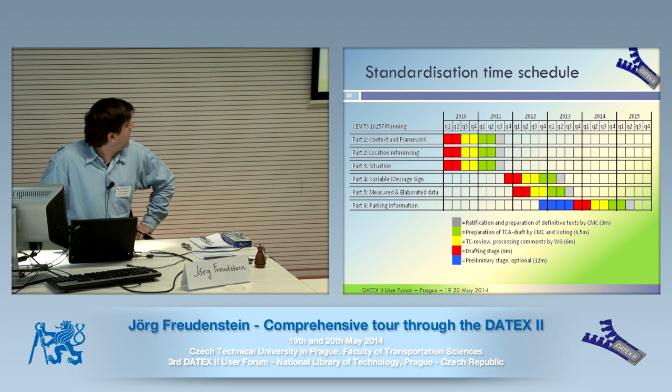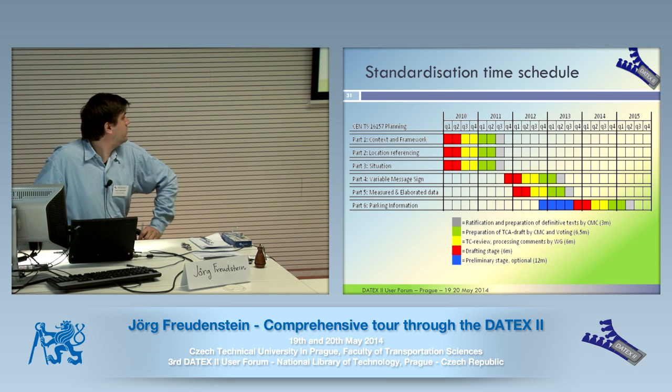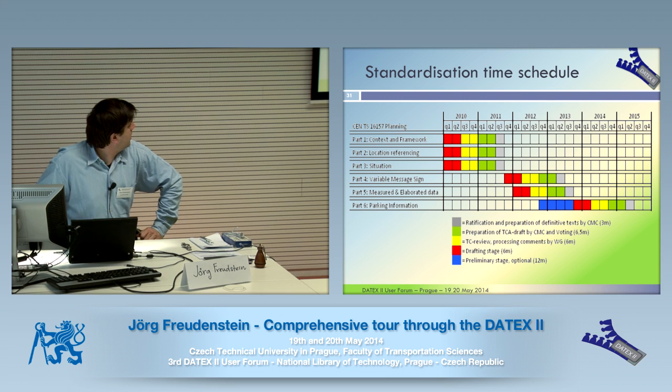What you can see are the names of the elementary parts which we are dealing with. Context and framework is something like the methodology, because this is standardized too. And all the other things belong to the data model. So we have, of course, a very big part, location referencing. Situation I will explain in depth. And here are the other parts which are part of Datex.